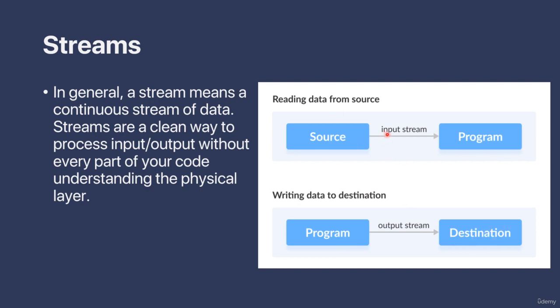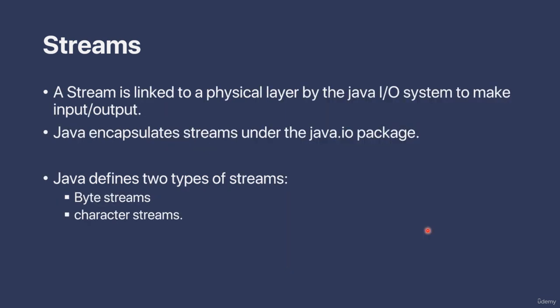In other words, when you need to read data from a source, you need to use input stream, while writing data to a destination, you need to use output stream. This is in summary. A stream is linked to a physical layer by the Java I/O system to make input-output. Java encapsulates streams under the java.io package.